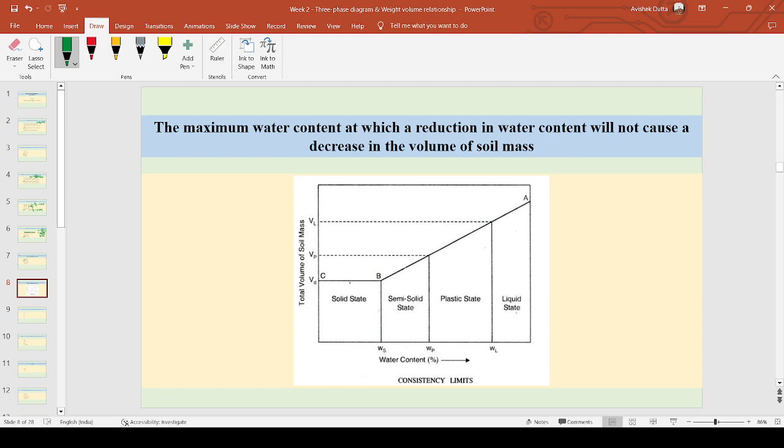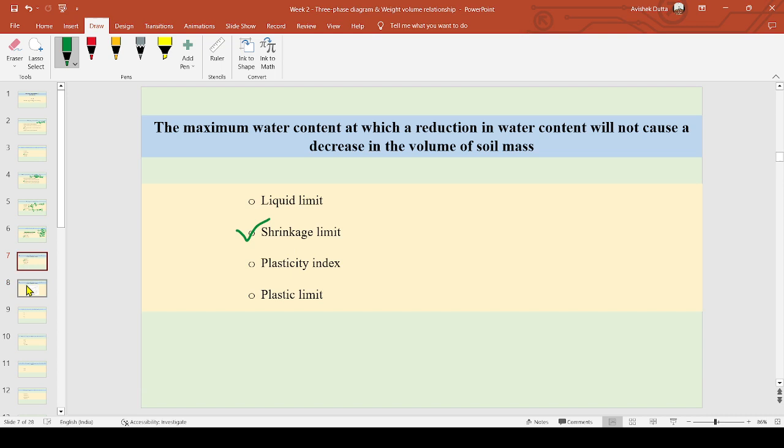That means the soil has a certain amount of voids. The water was initially filling beyond the voids. Now after point B, only the voids are occupied by water, and hence the soil mass has reached its optimum or minimum volume with respect to the decrease in moisture content. So this point B is called WS, or the shrinkage limit.